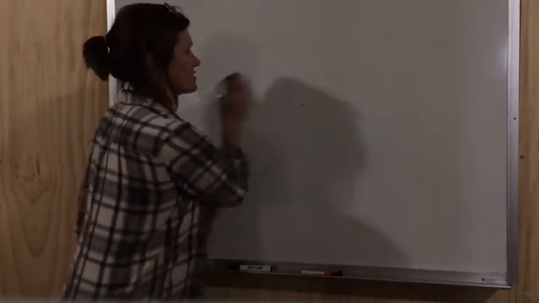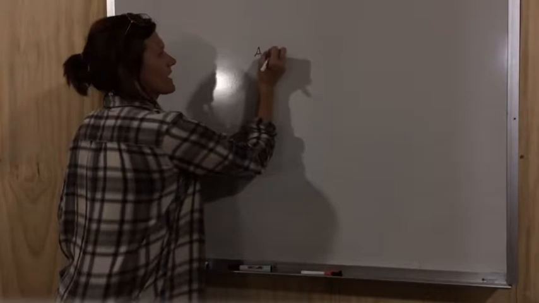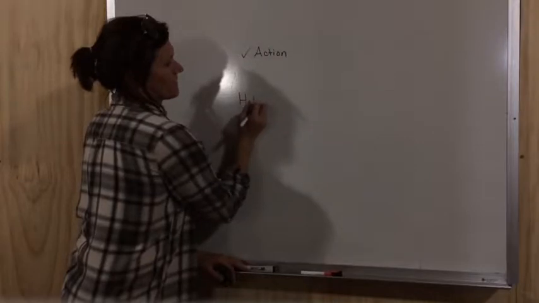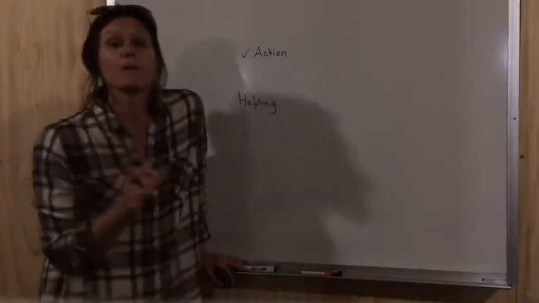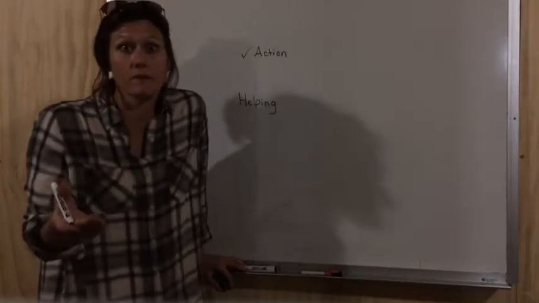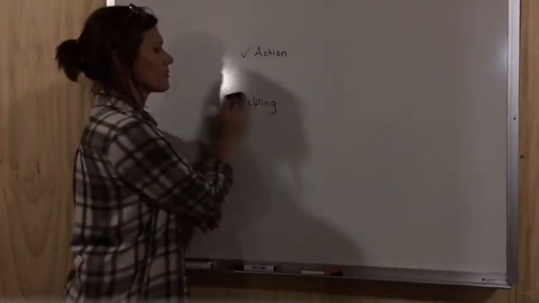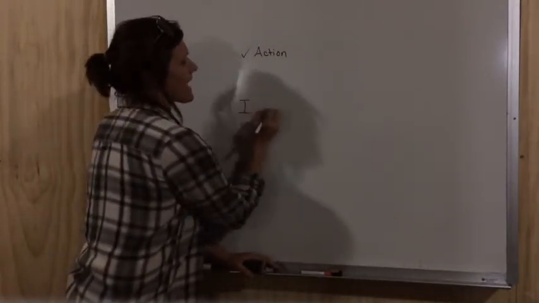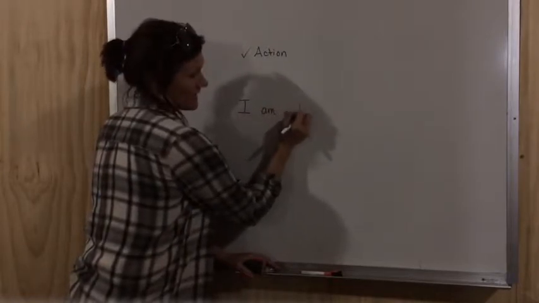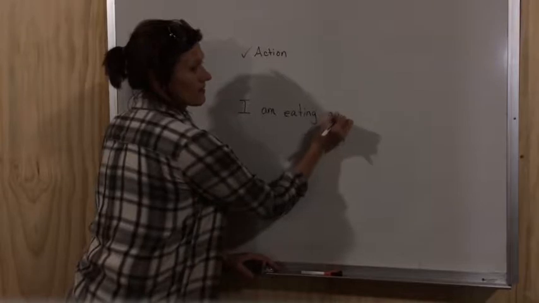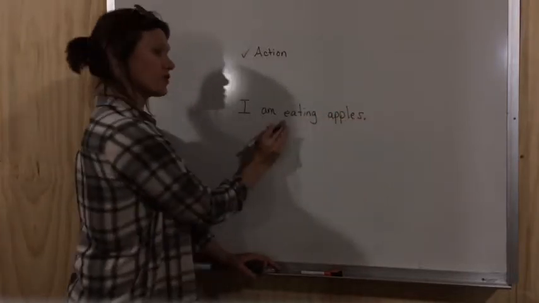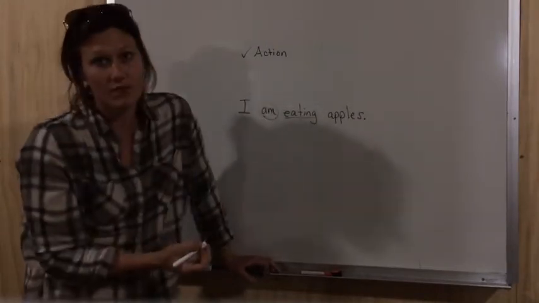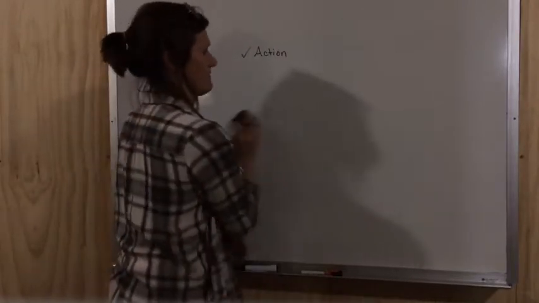So let's move on. We've got action verbs. We talked about them, so let's put them up here. Action, check, okay? Let's talk about helping verbs. Helping verbs have to help another verb. They can help an action verb. We know the helping verb list, so I'm not going to make you do that. Y'all know that really well. But you could say, I am eating apples. So your action verb is eating, but am is your helping verb.